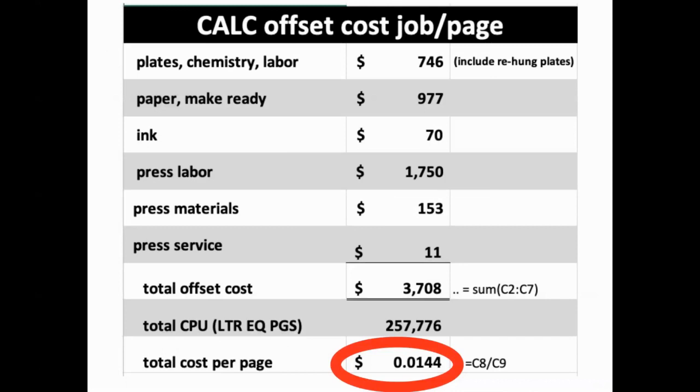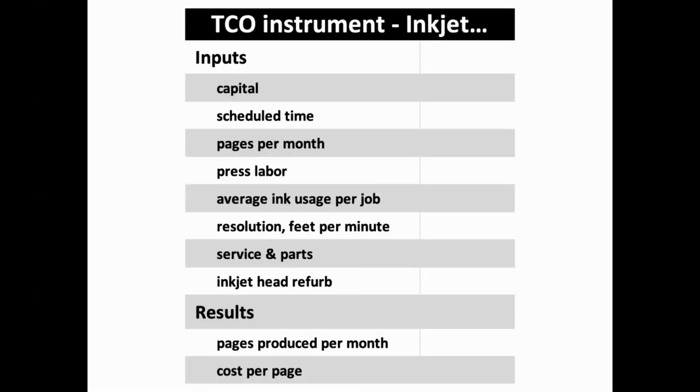Here I pulled one job. Costs are allocated and divided by CPU, or letter equivalent pages. Now, I love that cost information that's starting to emerge. Next, we have to compare it to the Inkjet press. We don't have data and cost information unless you already own a digital press to compare.